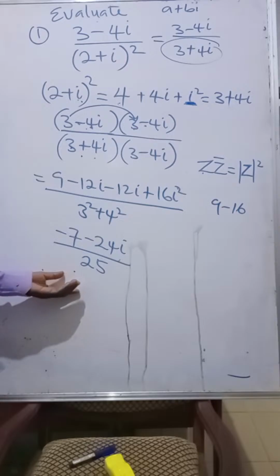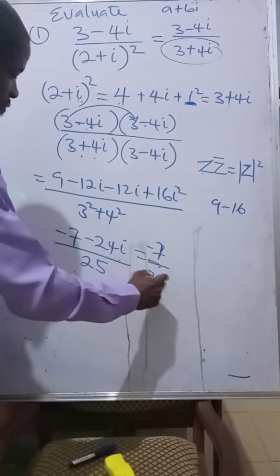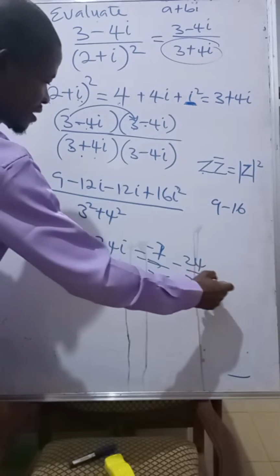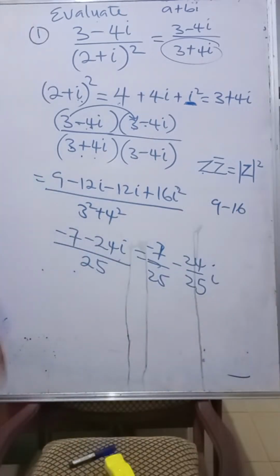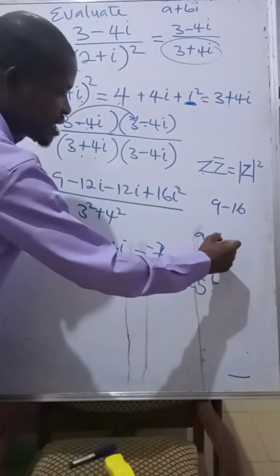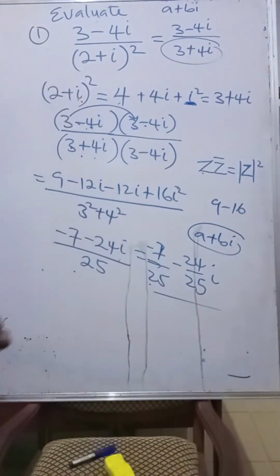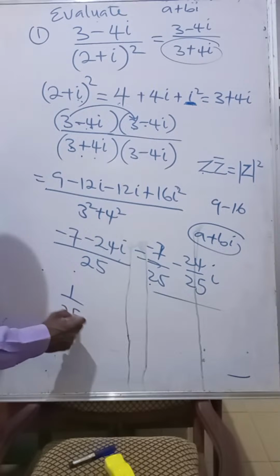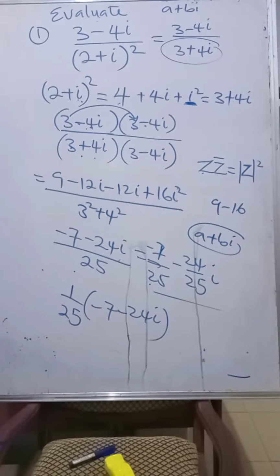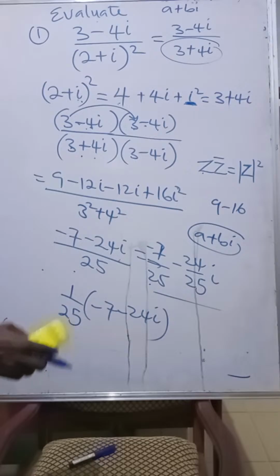So that's our answer. You can leave it in this form, minus 7 over 25, and then minus 24 over 25 i. Another way you can leave it, if you are told to leave it in the form a plus bi, is this. Or you can also express it in this form, minus 7 minus 24i over 25. Let's see another question.